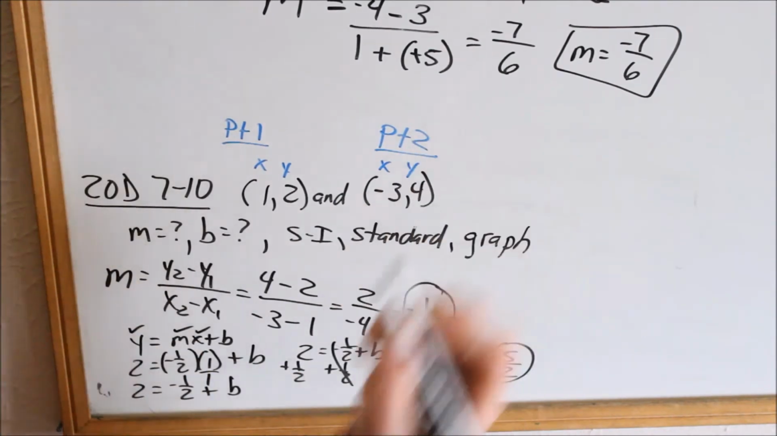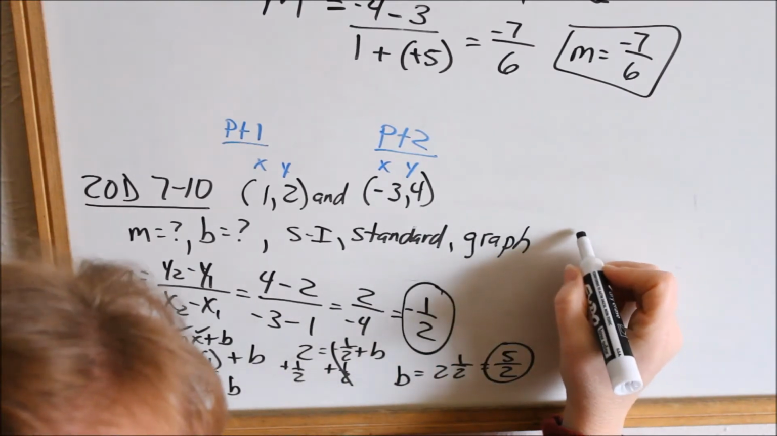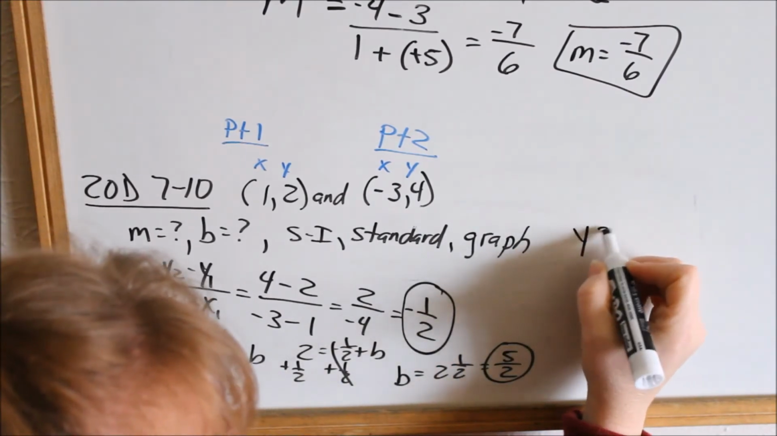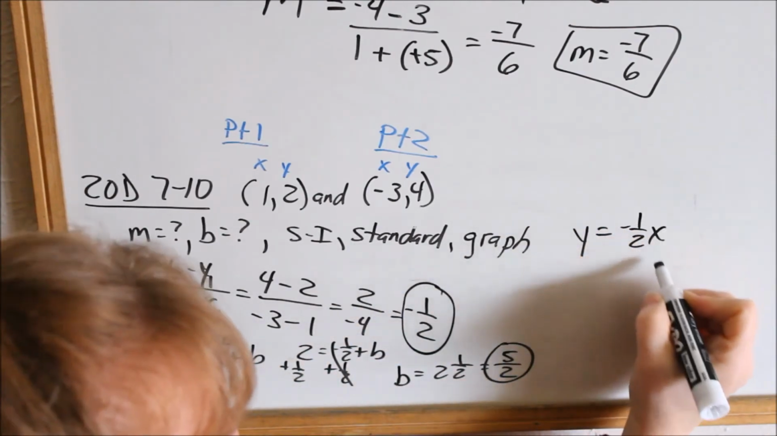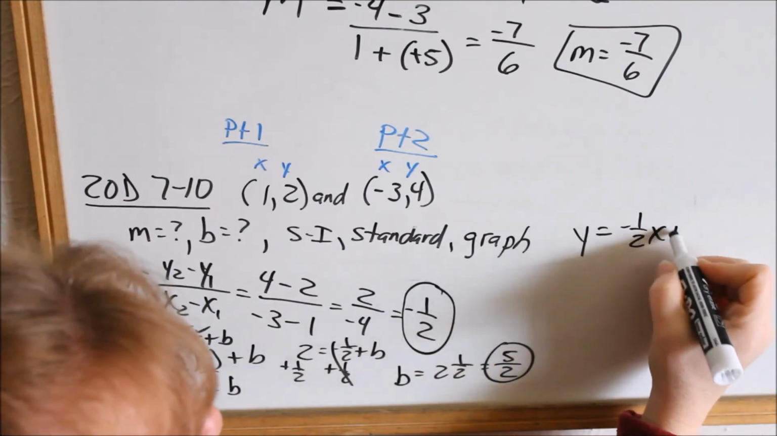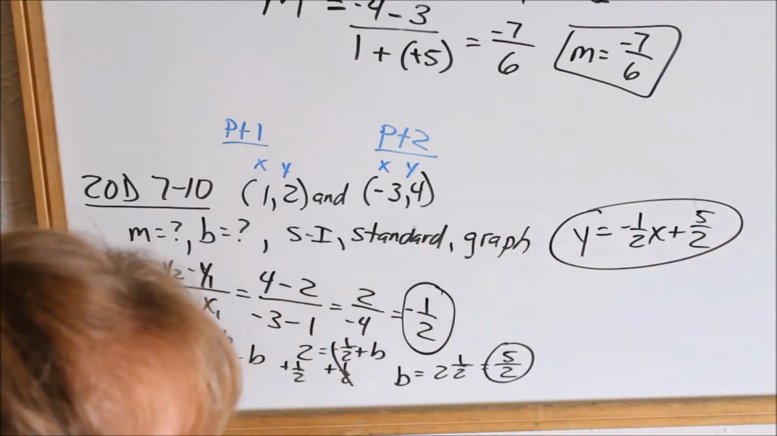Now they asked to write the equation in slope-intercept form. Remember, slope-intercept form is y on one side, everything else on the other. It's where we can see the slope and the y-intercept. So y equals, now we replace m with negative 1/2 x, and then my y-intercept was a positive 5/2. So that's my slope-intercept form.